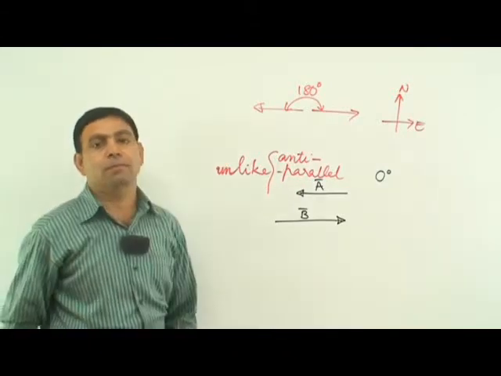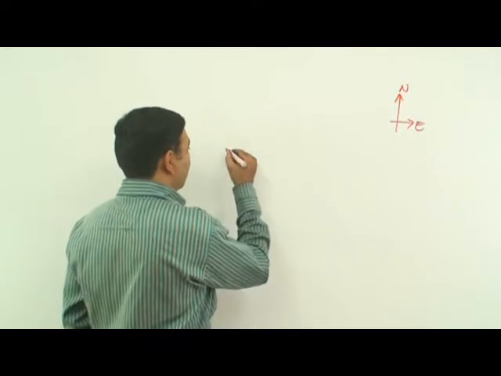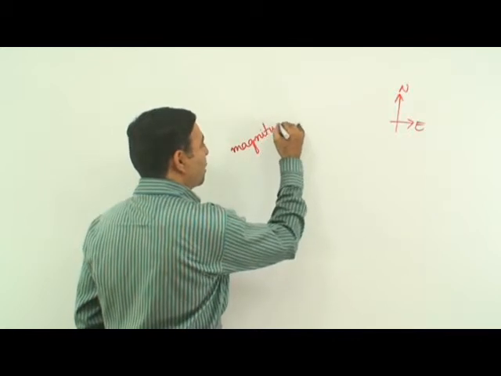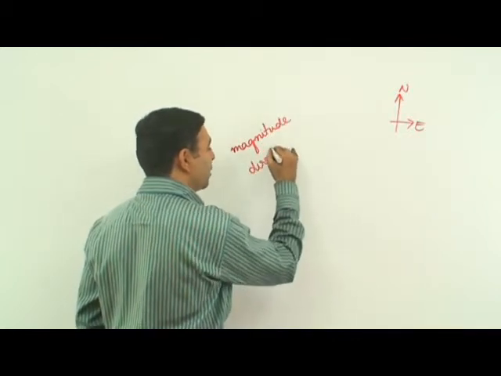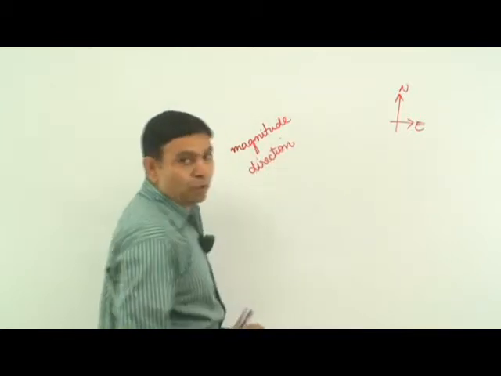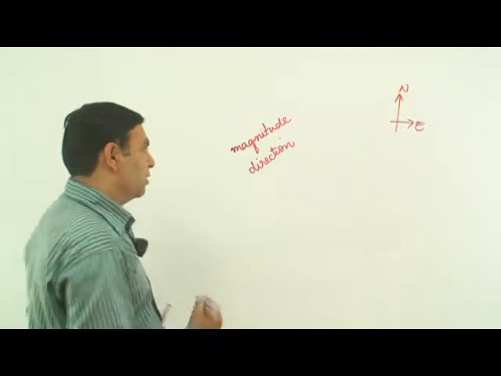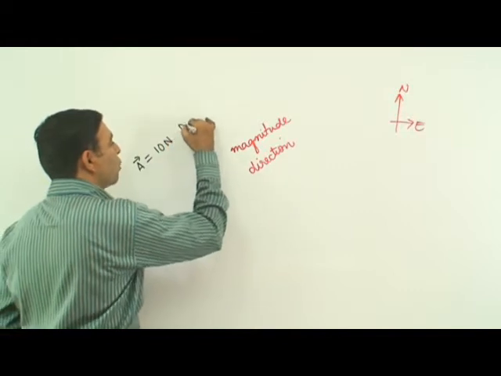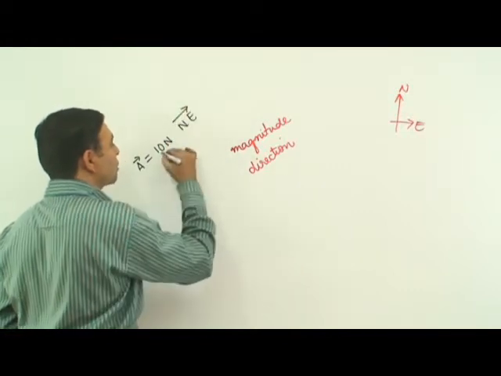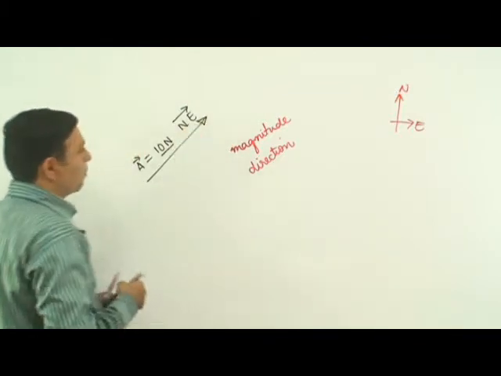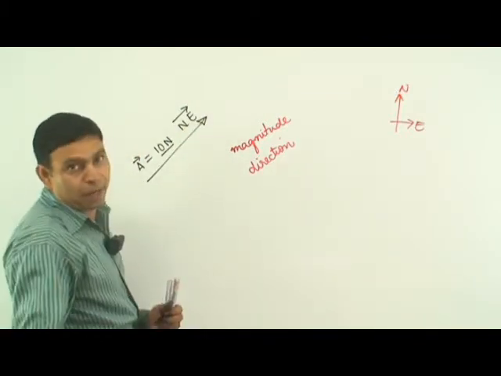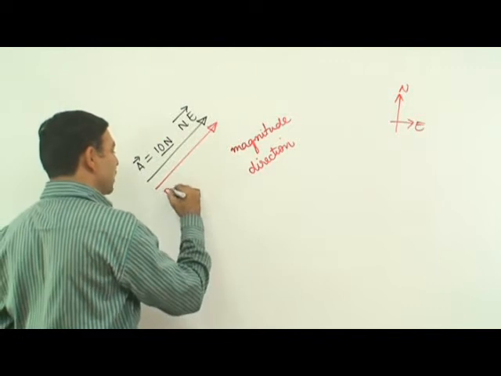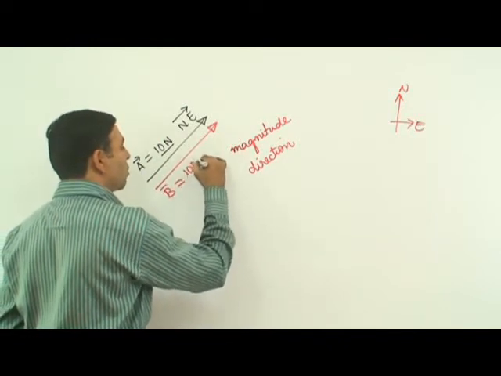And when do you say two vectors are equal? Obviously they should have the same magnitude and same direction. Mind you, magnitude means number and associated unit. If both magnitude and direction are the same, then you say the two vectors are equal. For example, vector A is a force of 10 Newton towards northeast. This is direction, this is magnitude. Another vector B also has the same magnitude of 10 Newton and the same direction, northeast, so these two vectors are said to be equal to each other.